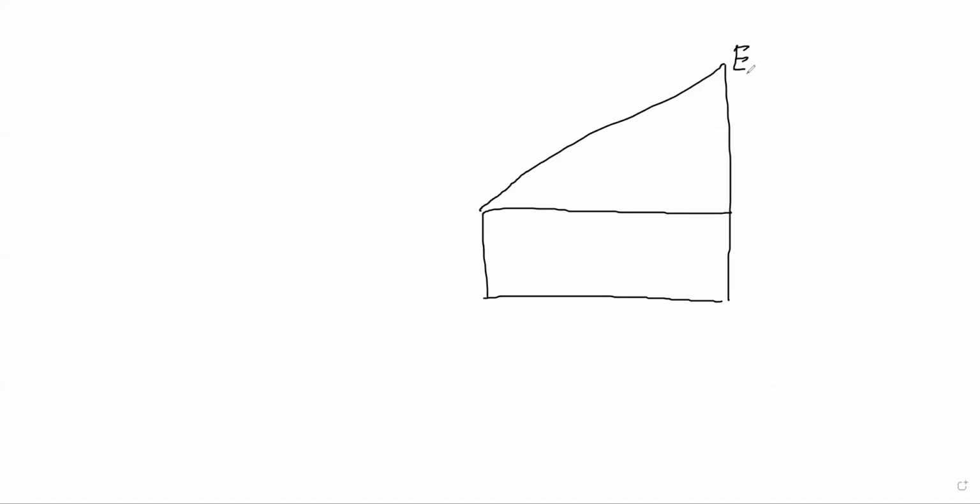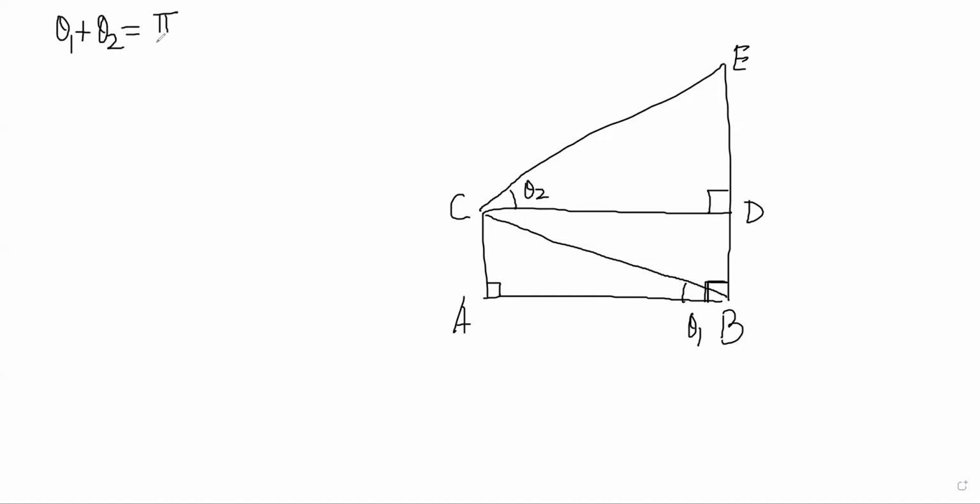The labels are E, D, C, A, B, and this angle is theta 1, this angle is theta 2. This is 90, this is 90, this is 90. They have given theta 1 plus theta 2 is equal to pi by 2, and they have given root 3 times BE is equal to 4 times AB.